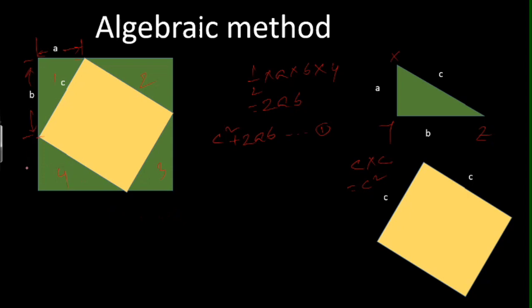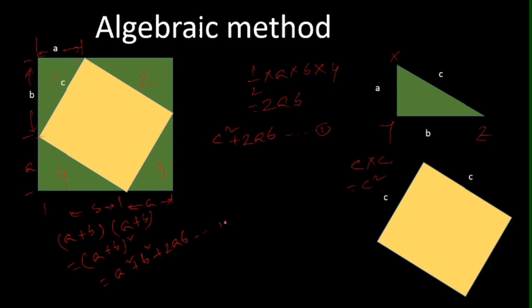Now, this is the A, and this is also the B, and this is the A. The total side of this big square equals A plus B. Then if we want to find the area of this square, we again multiply A plus B by A plus B. So it equals A plus B whole square, which equals A square plus B square plus 2AB.